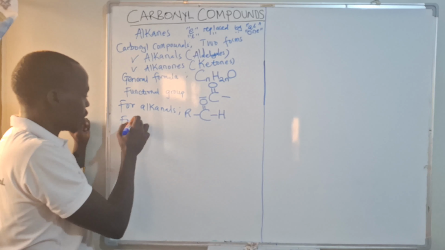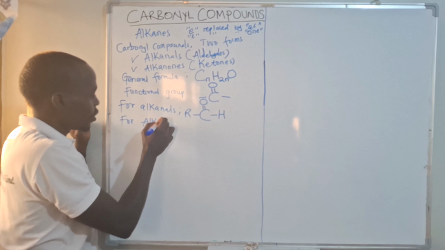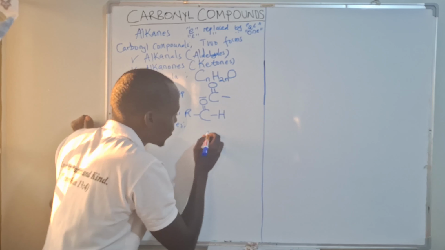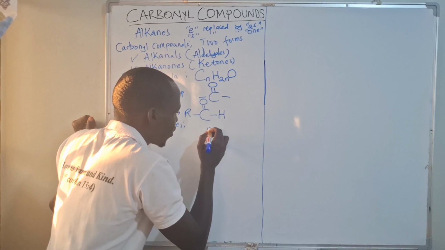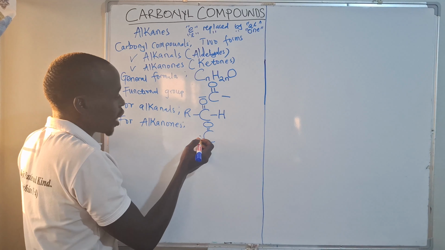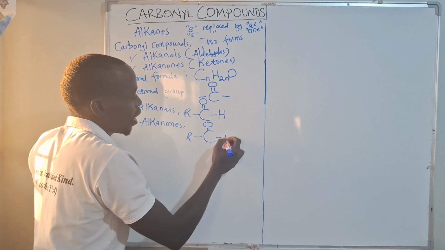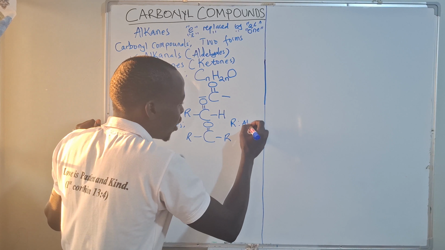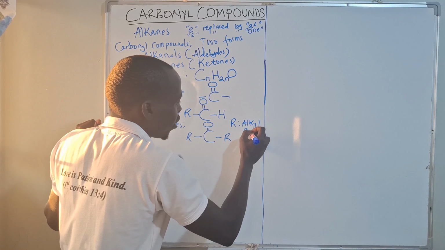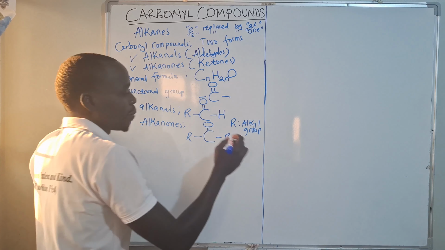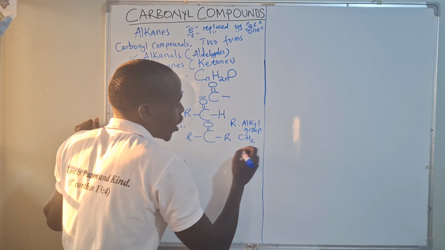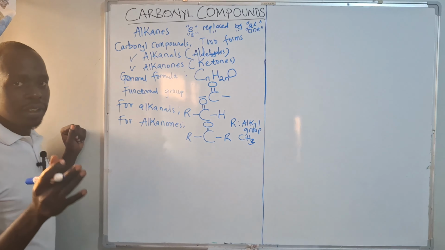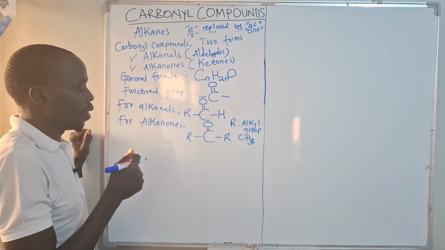Okay, how about for alkanones? For alkanones, we shall have C and then something of this kind. Then here we have R, and here we have R. R represents the alkyl group. This alkyl group is something written as CH3, CH2, CH, just the hydrocarbon part of that very molecule.